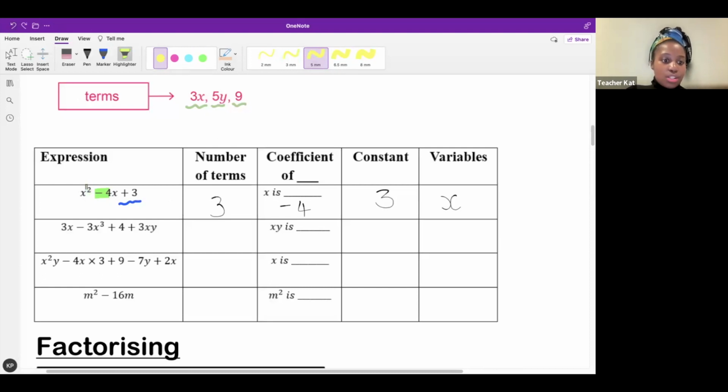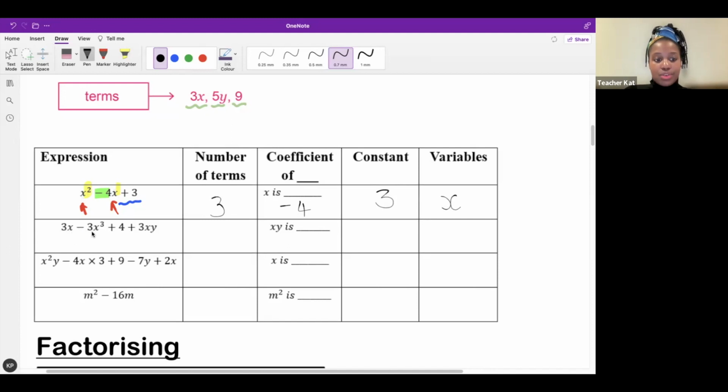Okay, so regardless of the fact that this is x squared and this is just x, I only have one variable, right? If I said to you, x is equal to 2, you will substitute 2 for x squared and for negative 4x because it's the same variable. Nice, we're off to a good start. Let's look at the next one.